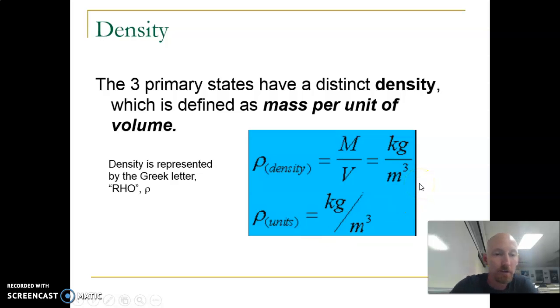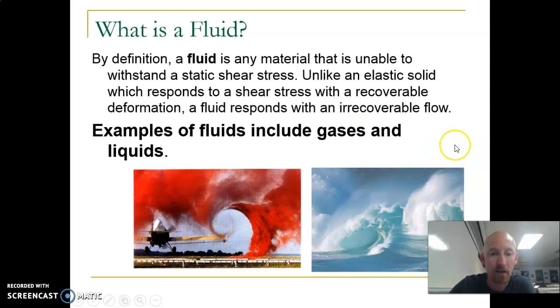Density, have some idea what density is. Density is represented by this weird looking symbol. It's not P, it's rho, Greek letter rho. Density is mass per unit volume, mass over volume, and that's a thing.